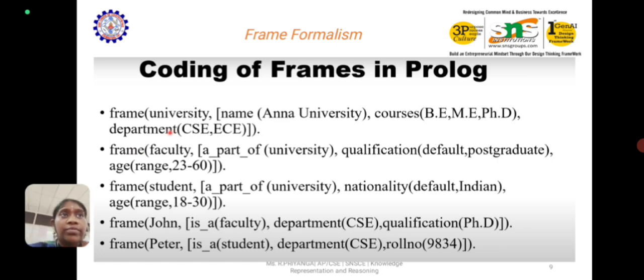Frame name is the concept being represented, for example restaurant. Slots are properties or features, for example menu, waiter, location. And fillers are values like urban or Italian food. Inheritance in frames means frames can inherit from other frames, which allows reuse and extension of knowledge.